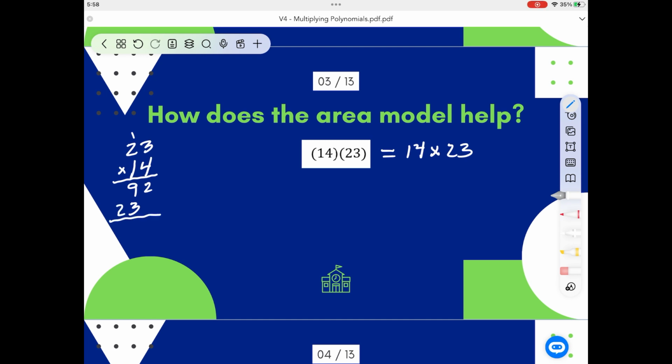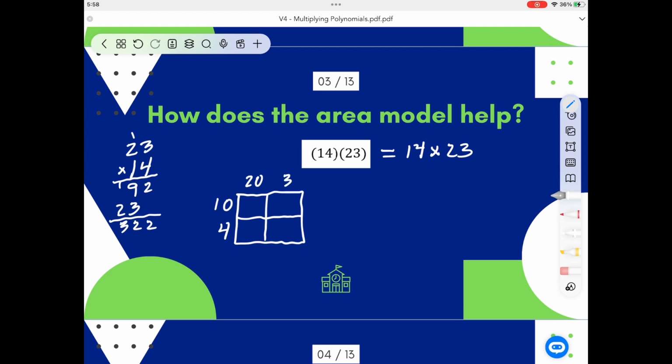And then we add our digits vertically. So 2 plus nothing is 2, 9 plus 3 is 12, carry the 1. We end up with 322. So that's the traditional way. But you were probably also taught how to draw an area model for this. And you split your values into smaller parts. For example, the 14 could be thought of as 10 plus 4, and the 23 as a 20 plus a 3.